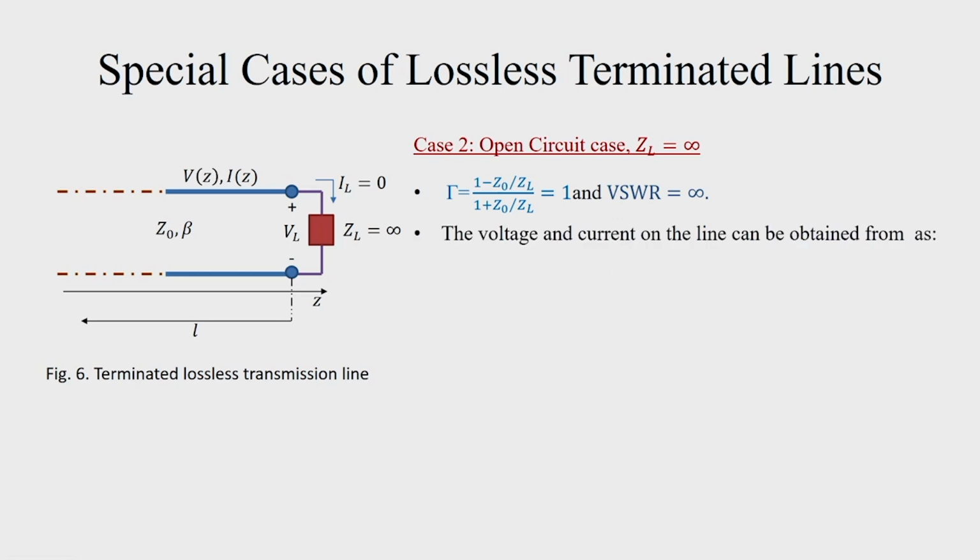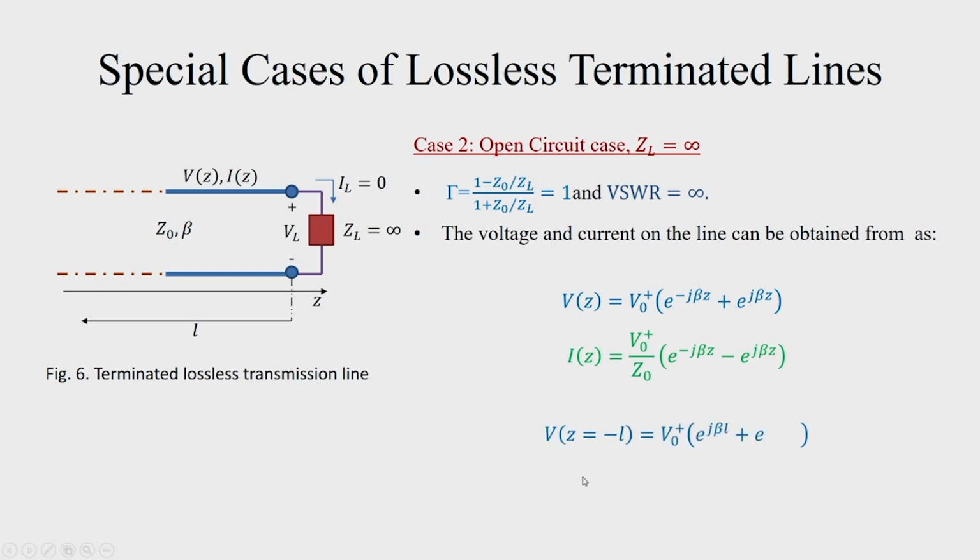The voltage and current on the line we can now obtain as follows. Here we can see that gamma has been replaced by plus 1. Rewriting these expressions for a distance L from the load, we can find that V at a distance L from the load is 2 V0+ cos βL.